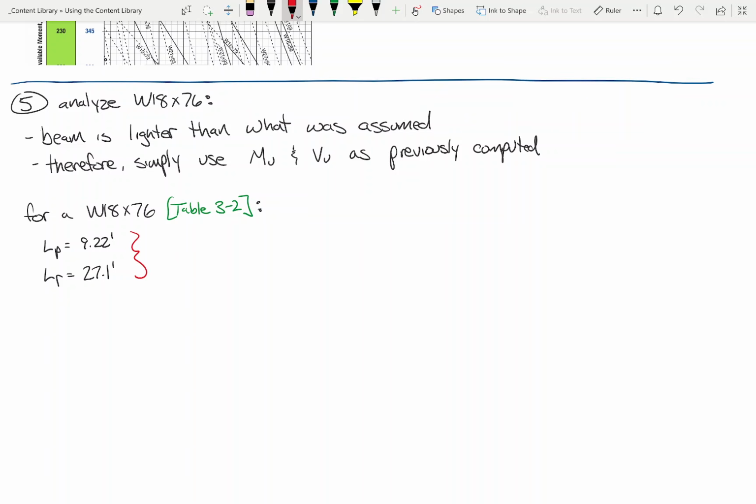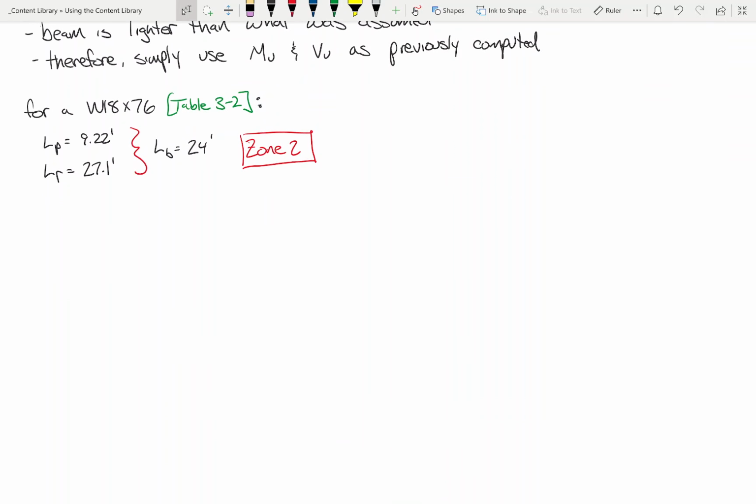Okay. And remind me, what was LB again? It was 24 feet. And so what zone does that put us in? 2. I told you that in design mode, more often than not, when you're designing sections and selecting sections, when you go back and analyze it, it'll be in zone 2. That's probably the most common result you will find.